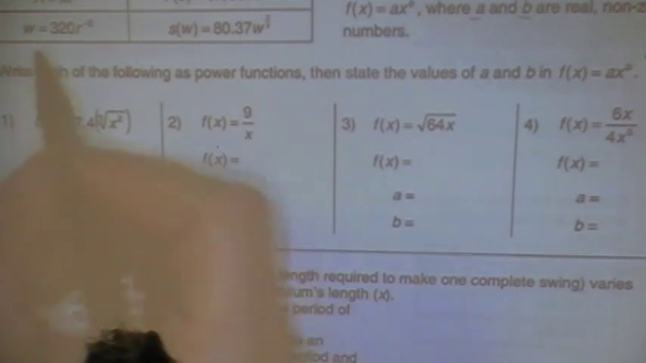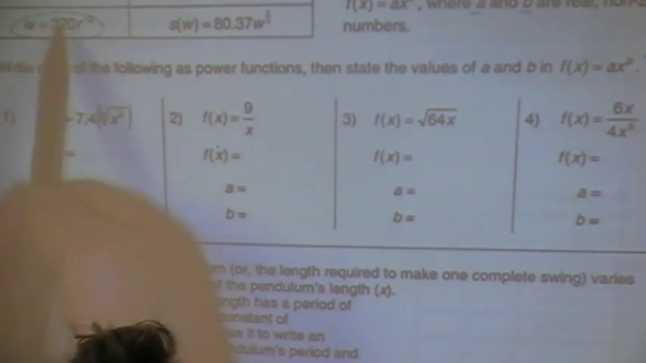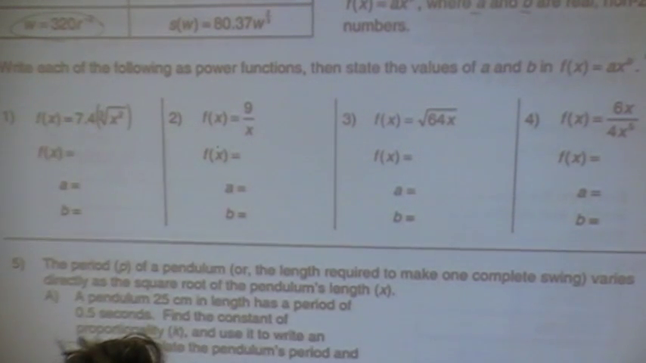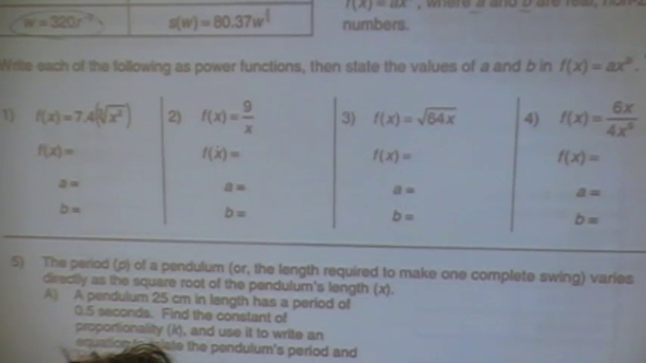So let's look at this one first. That's kind of like the one we were just doing a minute ago. Something about weight and the radius of your distance from the center of something. This number in front, that's your a value. Your a value is 320. That is a real non-zero number. Your b value is the exponent. It is also a real non-zero number.